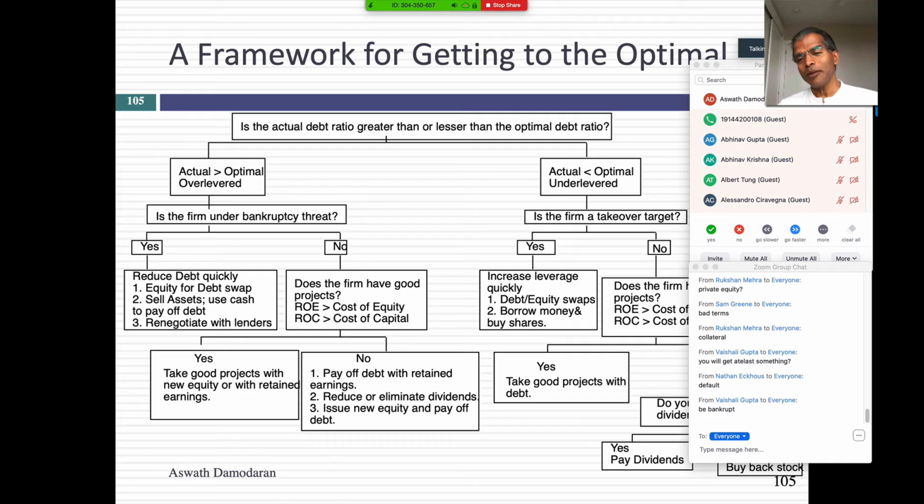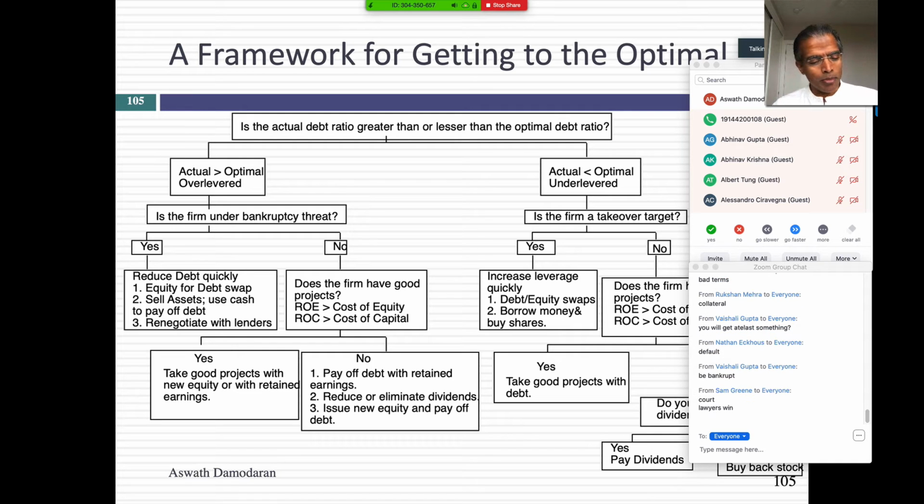You're saying, what's the big deal about going bankrupt? When you go bankrupt, where do you end up? You end up in bankruptcy court. You know what happens when you end up in bankruptcy court? Time loses all meaning.